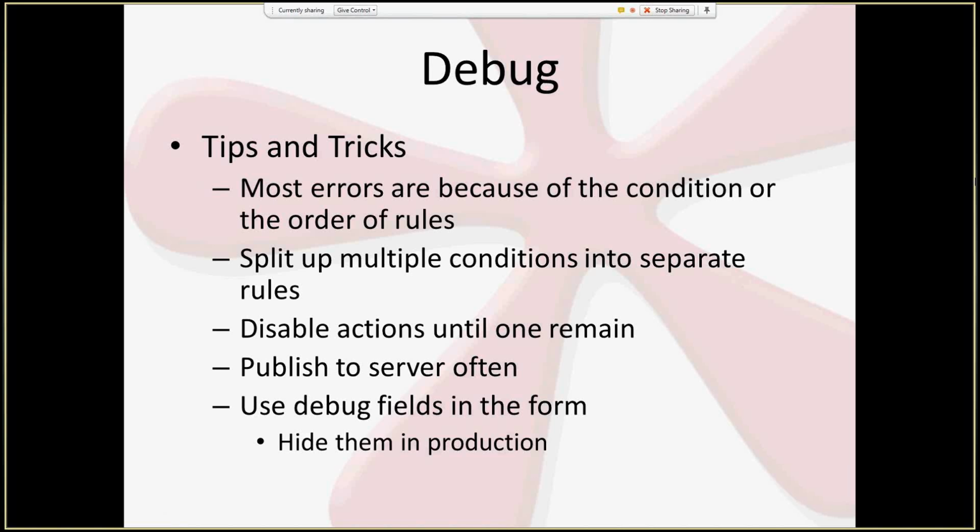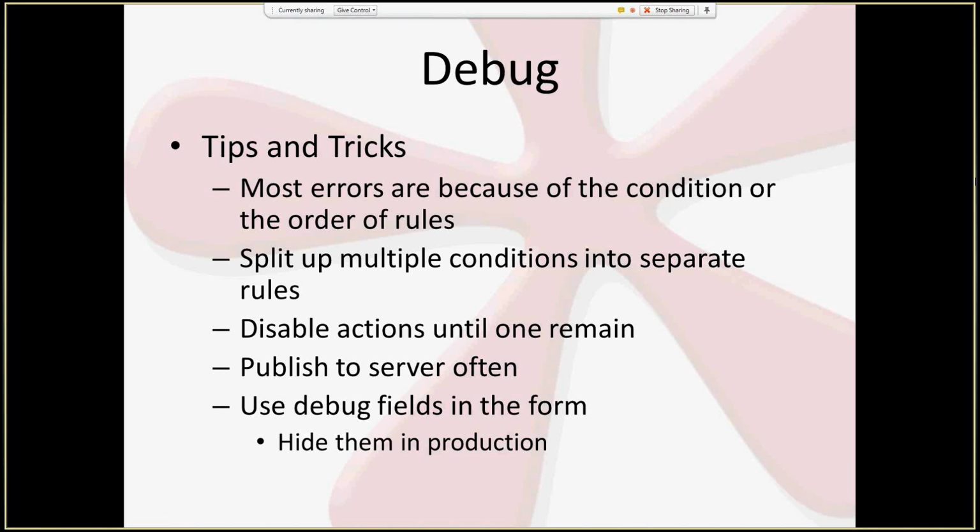So a couple of tips and tricks in order to help yourself debug some of these rules. A lot of errors occur basically because of the condition. There's a couple of conditions that might be incorrect. Maybe the logic, maybe you're using the wrong operator. Maybe there's a problem with an XPath or a function or something like that. So, your condition is probably 90% of the time the culprit in why your rule isn't working. So check that out. And then the other probably 5% of the time is going to be the actual order of the rules.